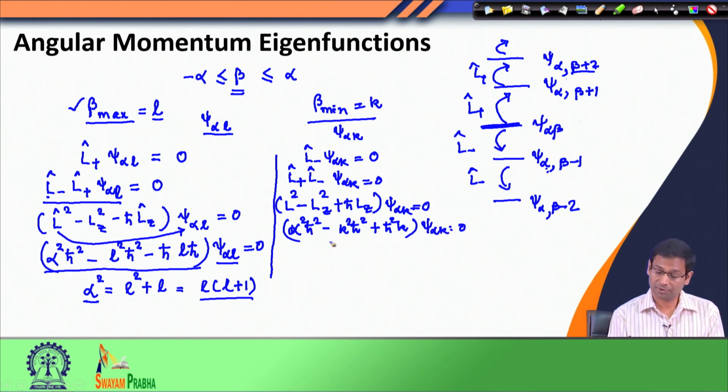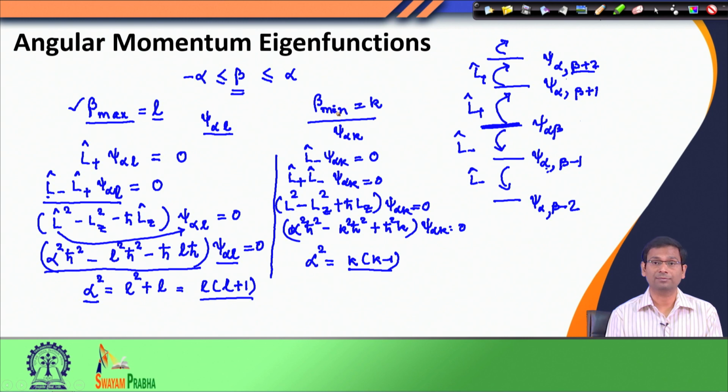So, you would see when you solve this, you would come to this point where alpha square is k into k minus 1. Now, what is k? K is the minimum value of beta. What is L? L is the maximum value of beta. Now, I see this alpha square is equal to L into L plus 1, and the same alpha square is also equal to k into k minus 1. So, therefore, I have this relation L into L plus 1 is equal to k into k minus 1.